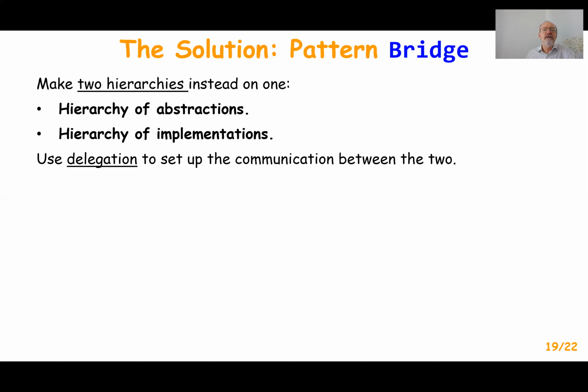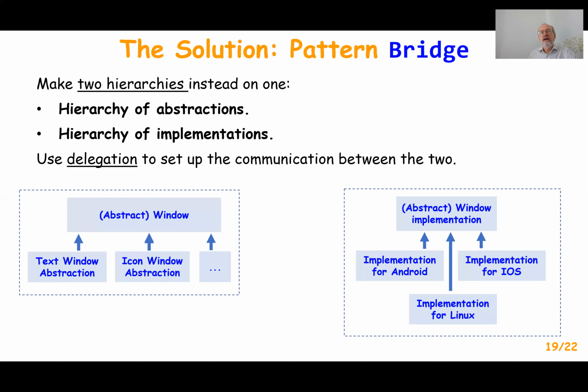Okay, look at the schematic solution. So, look, we have two hierarchies. The first hierarchy is the set of abstractions. We start from the top level, the very abstract window notion, and we inherit more concrete abstractions from it. Text window, icon window, and some other kinds of windows, a graphical window, or anything like that.